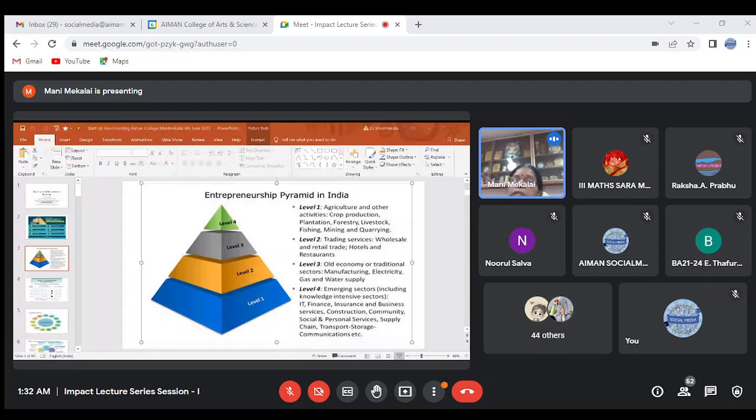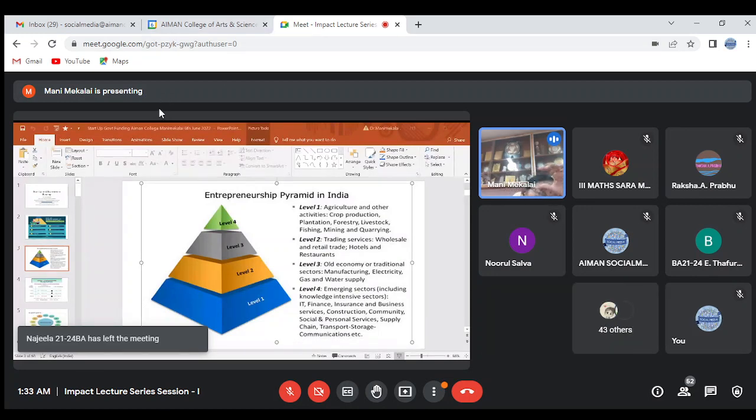Then trading services, wholesale and retail trade, hotels and restaurants. That is the second. So that is what I was talking about, that you are buying and selling the products, and it can be retail or wholesale. And all kinds of service enterprises will come there, including health also.